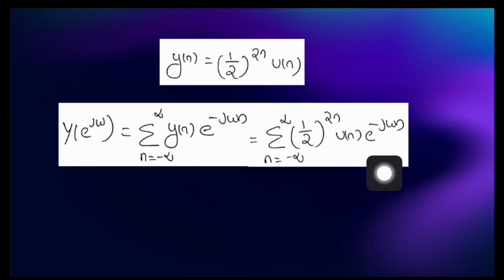Got it? As you know, u of n, the unit step sequence, is defined as 1 for n equal to 0 to infinity and 0 for n less than 0. Correspondingly, the value of this term becomes 0 for n less than 0, and for n greater than or equal to 0, we can replace u of n with 1. So, we get Y of e raised to j omega is equal to sigma n equal to 0 to infinity 1 by 4 all raised to n e raised to minus j omega n. Thus, we obtained the Fourier transform of discrete time signal y of n.